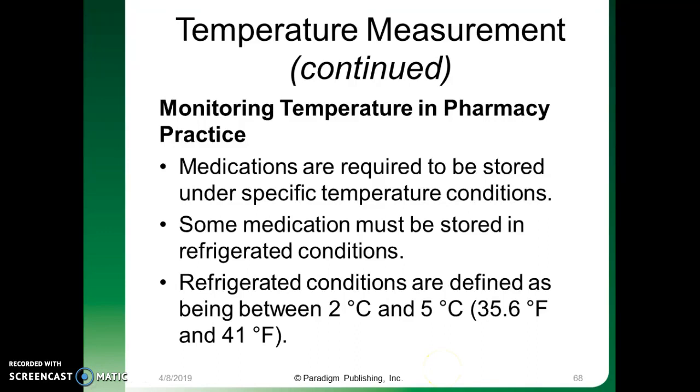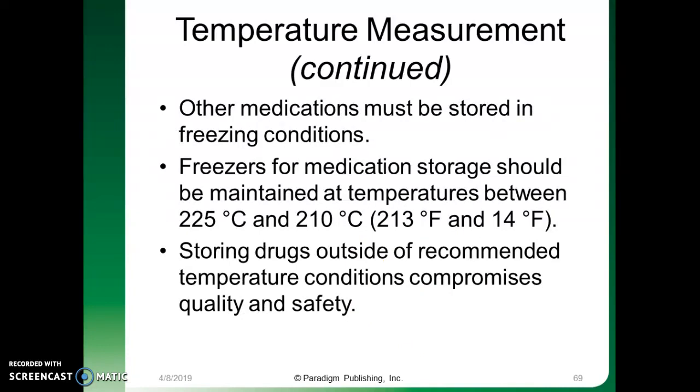pharmacy that whenever a medication comes in from shipment, you store it. If it tells you on the box or the vial itself, or whatever the medication comes in, that it has to be stored between these temperatures, it's important that you put it in the refrigerator.